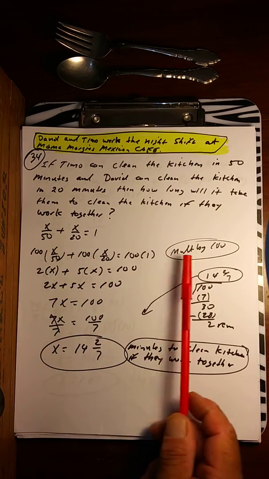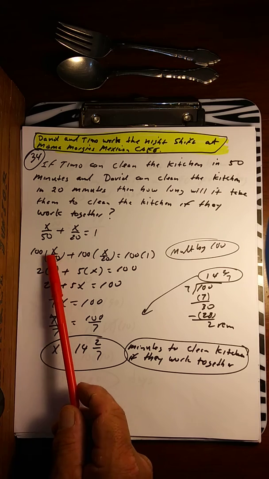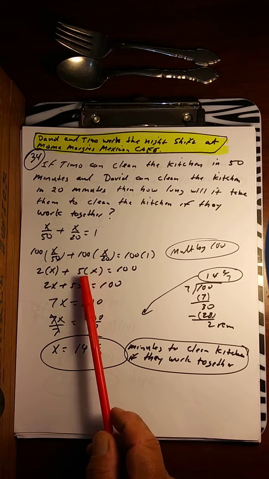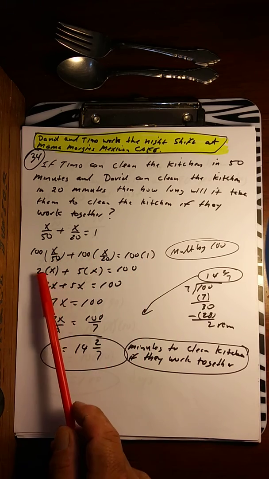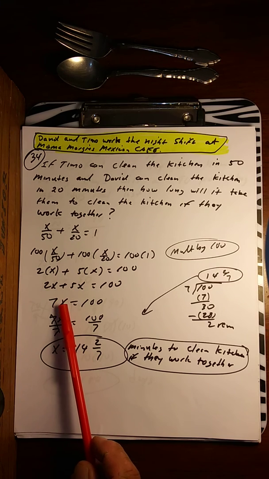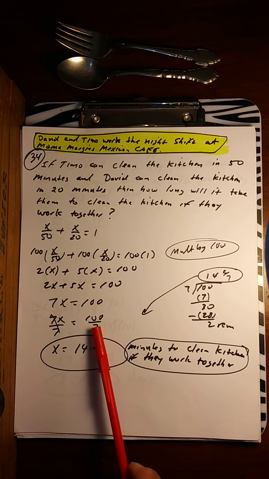So multiply by the LCD, which is 100. 50 divides 100, 2 times. 20 divides 100, 5 times. And then 1 times 100 is 100. 2x plus 5x is 7x, equals 100. Divide by 7, divide by 7.